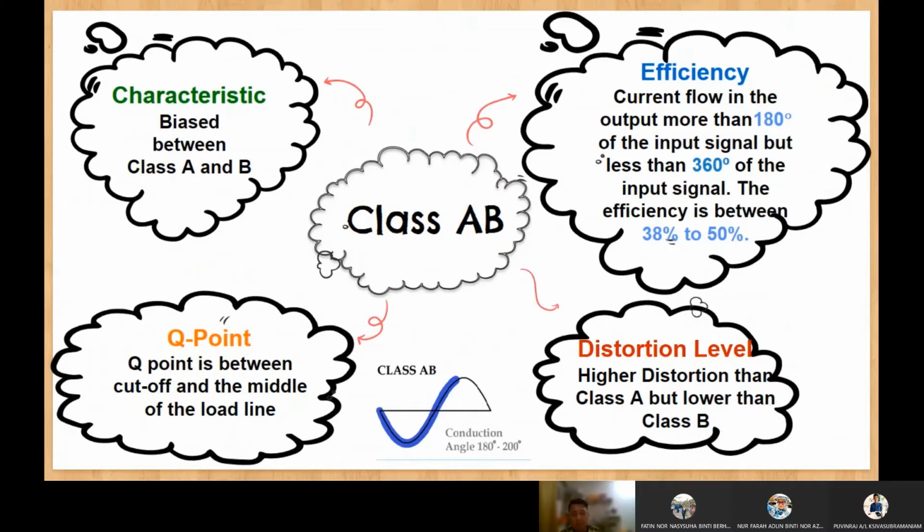The cutoff is basically class B, while the middle of the load line is basically class A. So the Q point for the class AB amplifier is between both class A and class B. For the efficiency, the current flows in the output for more than 180 degrees of the input signal, but less than 360 degrees of the input signal. So the efficiency for the amplifier is 38% to 50%. The distortion level is higher than class A, but lower than class B.